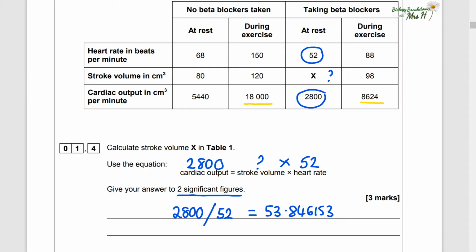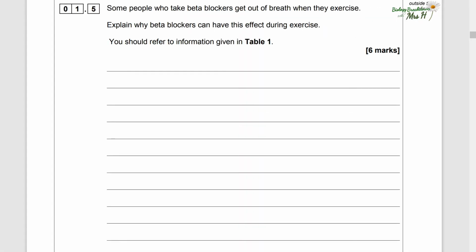So that means there's going to be less oxygen and glucose delivered to the working muscles. So less aerobic respiration is going to happen. It's going to be lactic acid buildup. It's going to be oxygen debt. So this is a 6 marker, so we will need to add as many key points as possible.